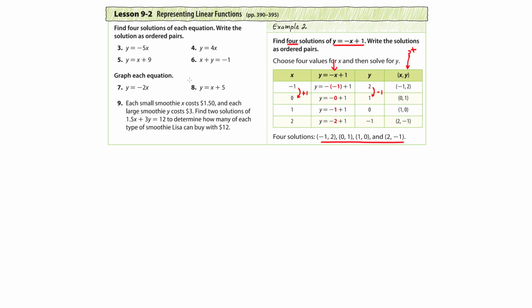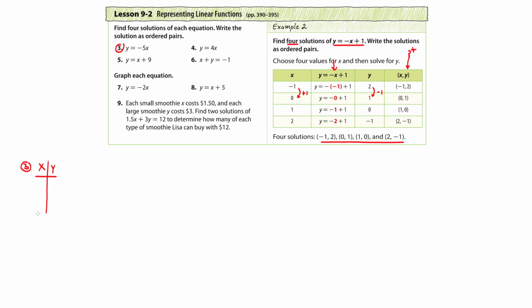So let's take a look at some of the examples over here. So let's do number 3 here. I'll put my work over here. Number 3, it says find 4 solutions. So I'm going to do what they did over here. I'm going to make a little XY table. What I'm going to do differently, though, is I'm going to put my Y right next to the X. I prefer to have my x's and y's right next to one another, but it's just a personal preference thing.